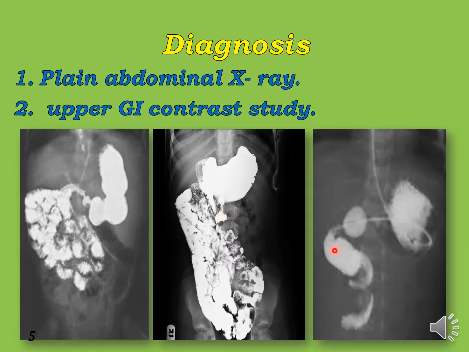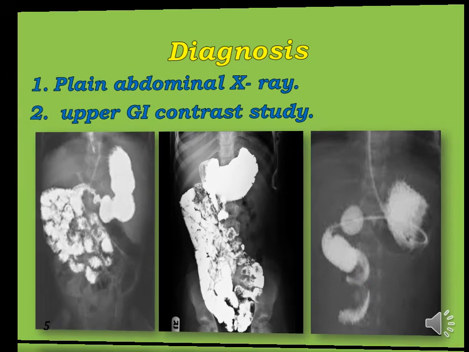Or we may see a corkscrew appearance of the duodenum. This is the duodenum twisted around itself, causing partial obstruction or volvulus of the midgut. This is the stomach and this is the NG tube, the nasogastric tube, and this is the duodenum, which looks like a spring shape or corkscrew appearance.